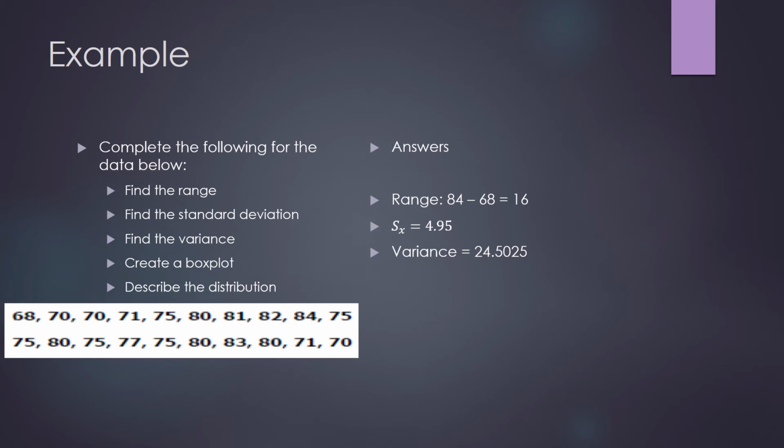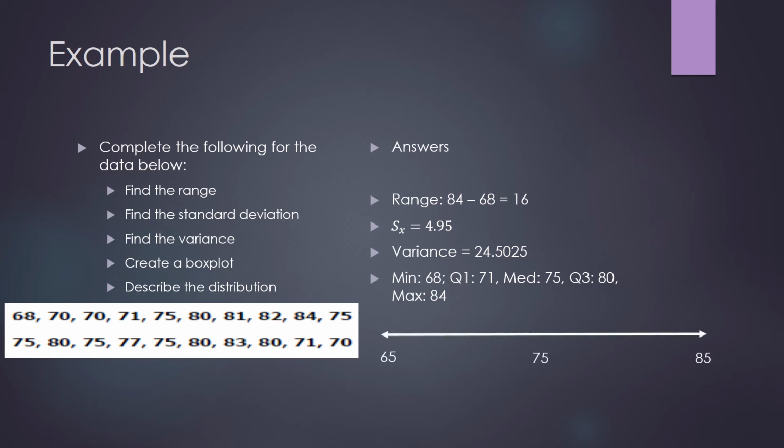To create a box plot, I first need to find my 5-point statistical summary. If I ran the one variable statistics to find the standard deviation, the 5-number summary is also in the one variable stats in the graphing calculator. When I ran it, I get a minimum of 68, quartile 1 is 71, the median is 75, quartile 3 is 80, and the maximum is 84.